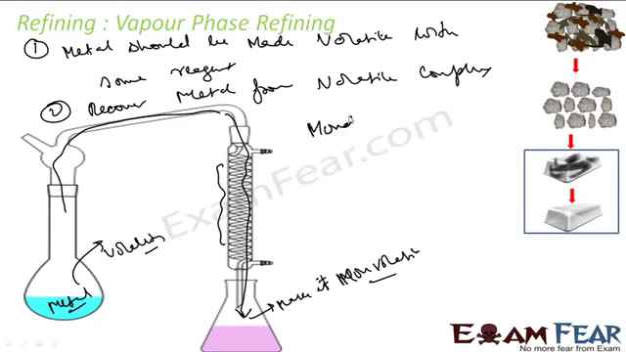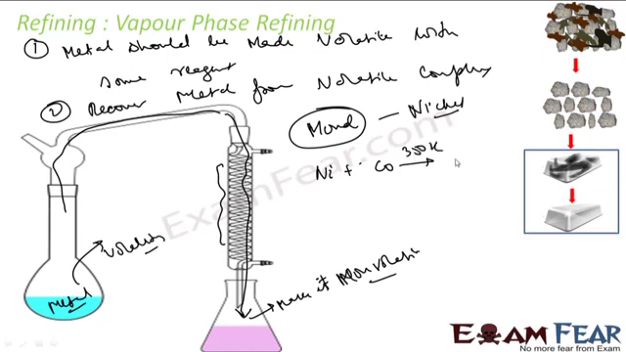A good example is the Mond process for refining nickel. In this, we take nickel and react it with carbon monoxide at about 350 Kelvin. What you get is Ni(CO)4. This is volatile.